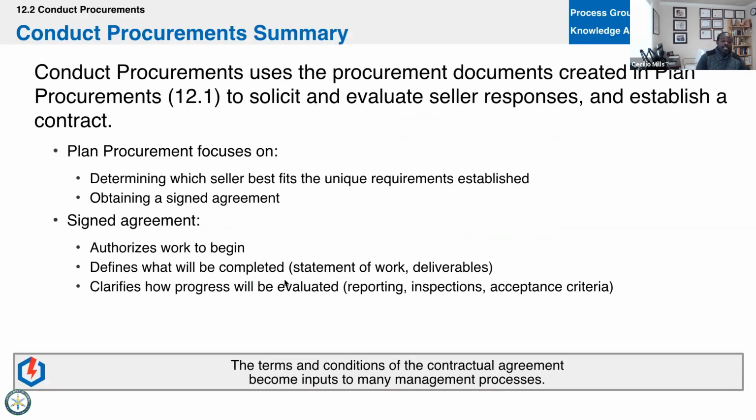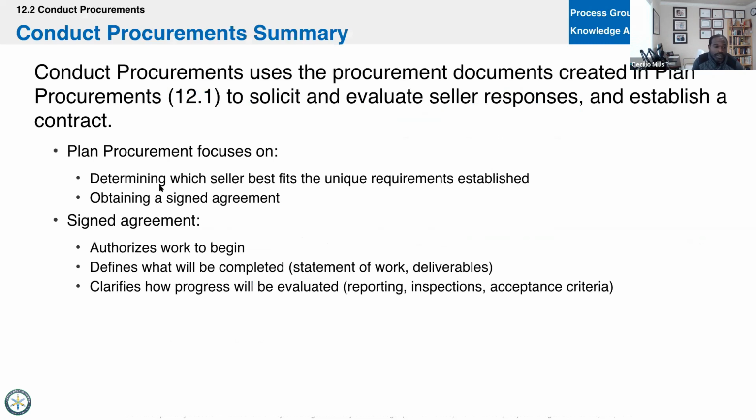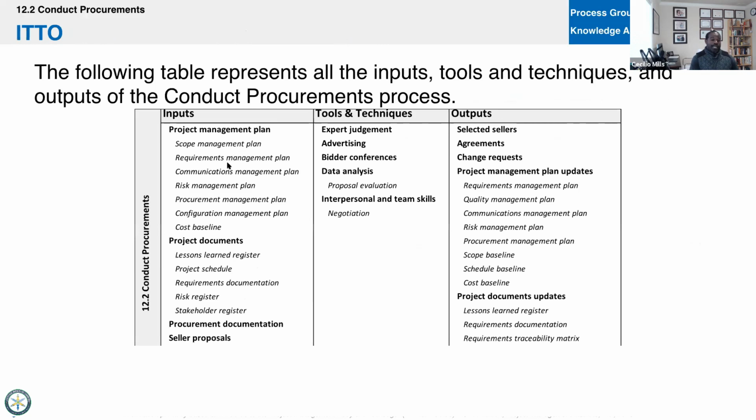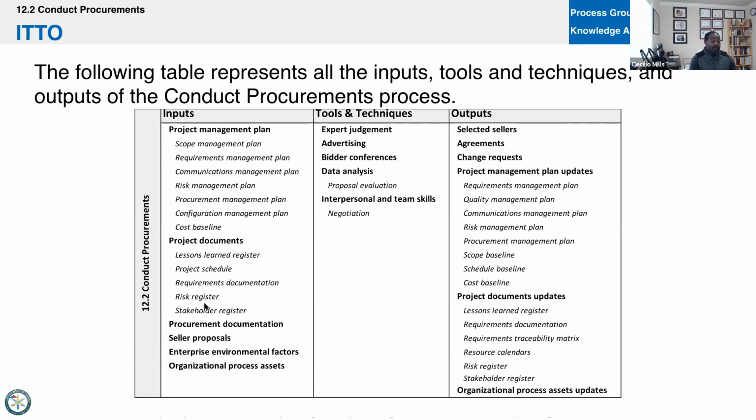All right, so let's look at this process. In planning, we determined what seller fit our unique requirements. And now we want to obtain this assigned agreement and figure out exactly what's going to happen. So establish a contract here. What we're doing is we're taking these various plans, including the baseline, the various documents that we may have, and then procurement documentation, separate from a project document. These are the RFPs, RFQs, RFIs. We're going to look at all these. The proposals that actually come back in is now an input.